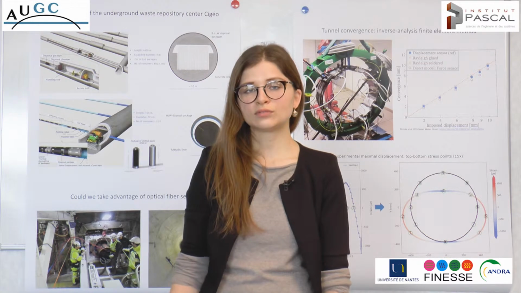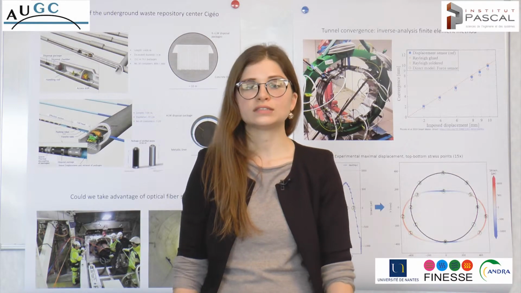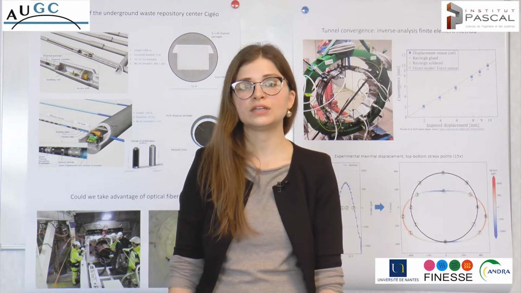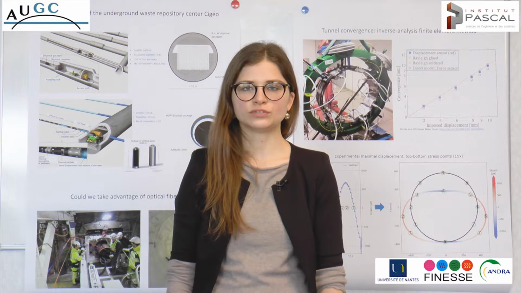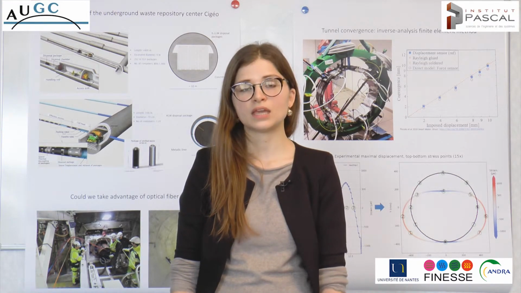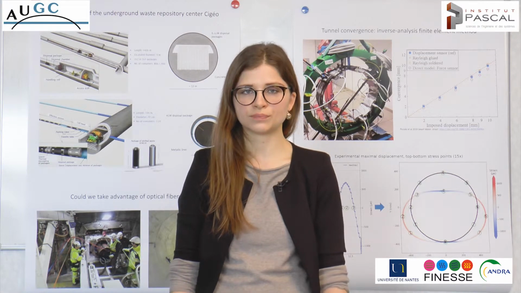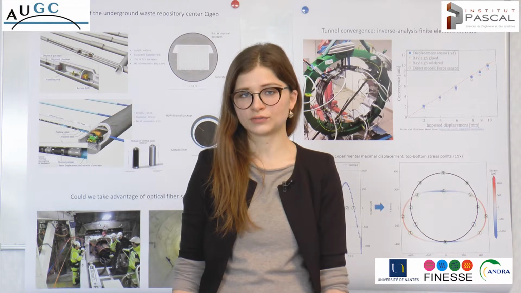The intermediate level will be hosted within concrete liners of about 10 meters of diameter, while the cells for high-level waste will be about 1 meter in diameter and with a metallic liner. As by law, the radioactive waste must be retrievable for at least the first 100 years. It is necessary to monitor these cells in order to help maintain the safety of the waste and the surroundings.